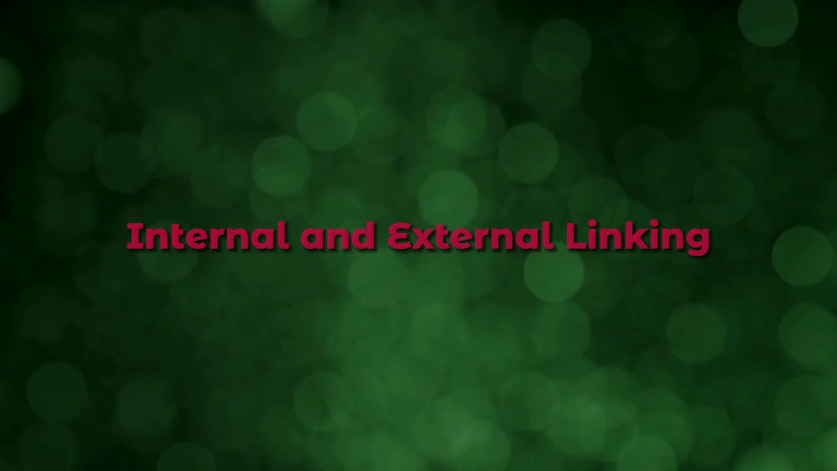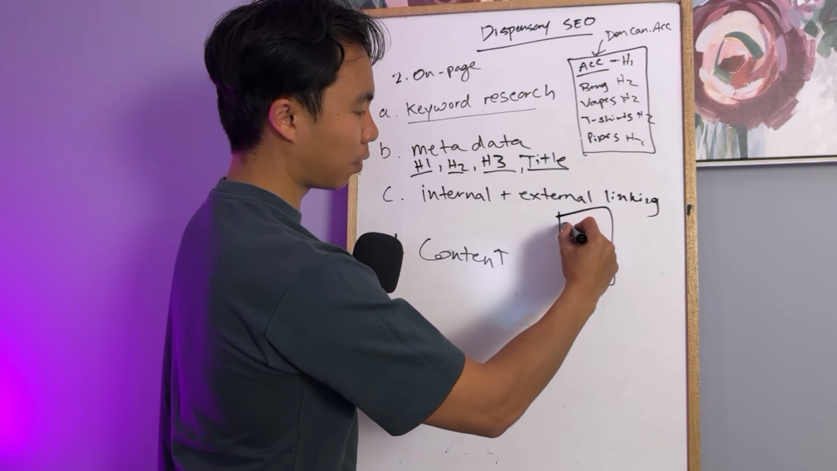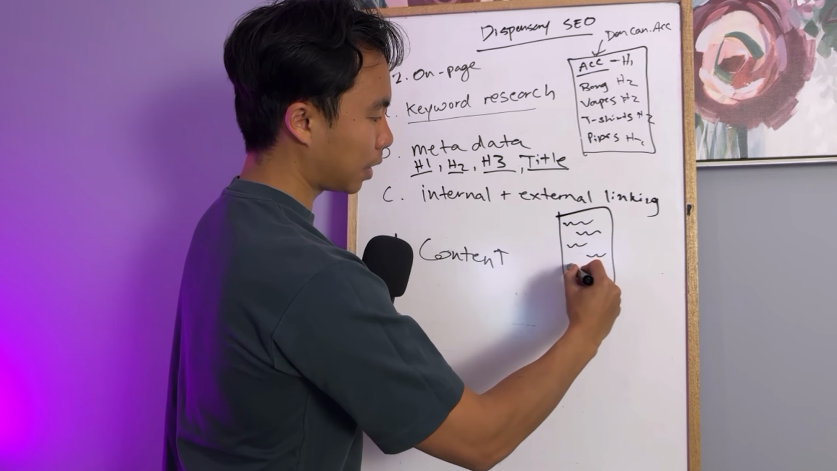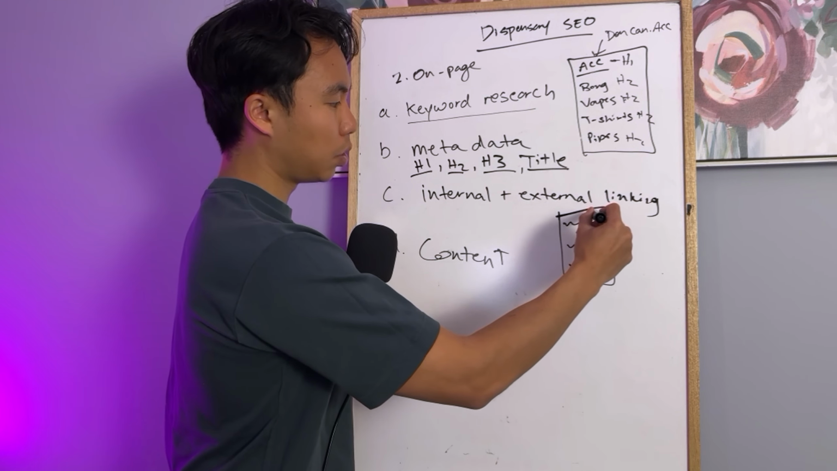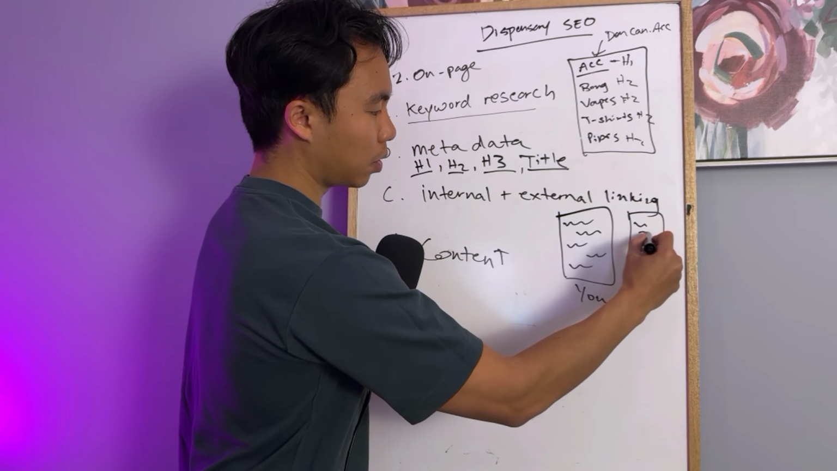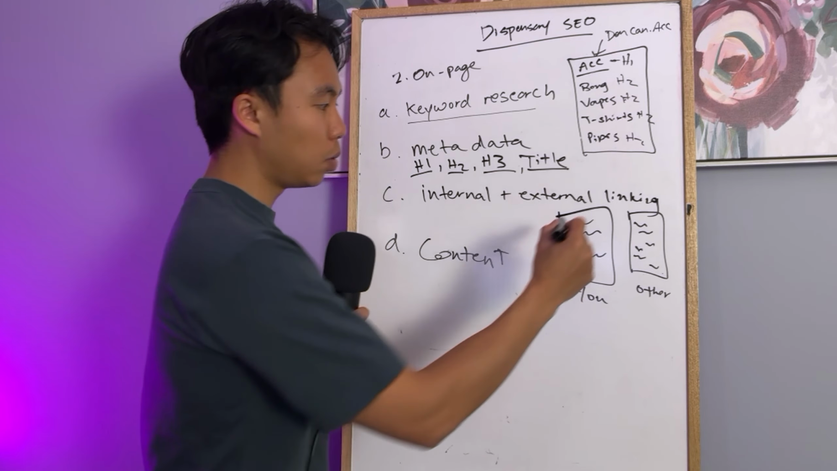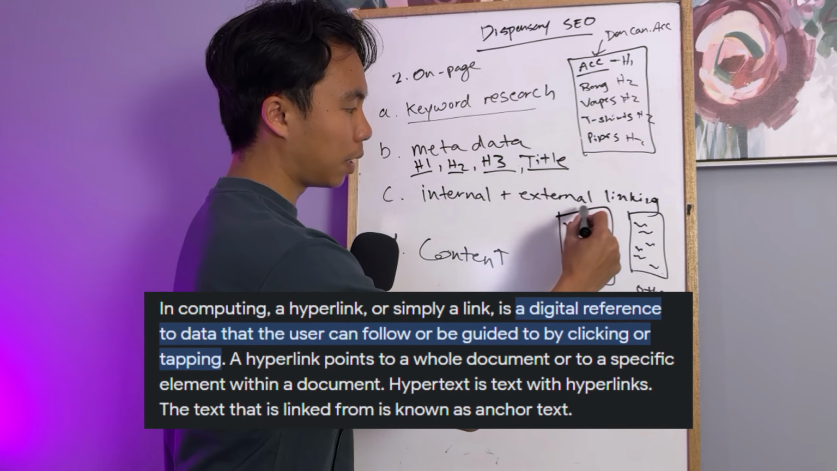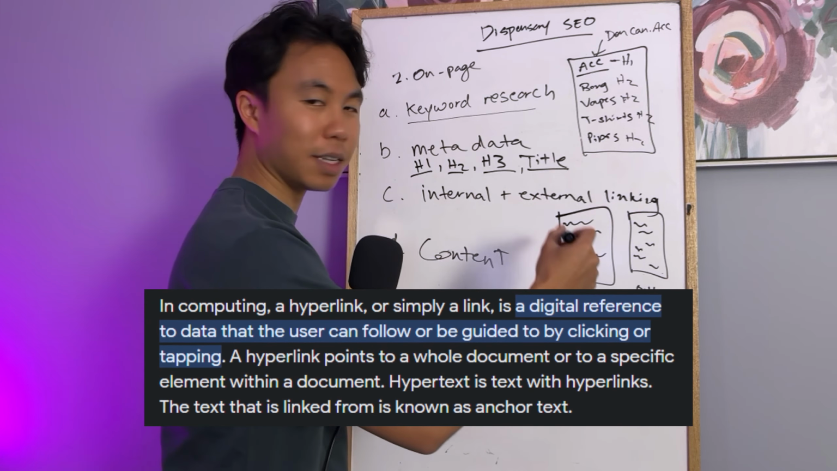The third one is internal and external linking. So if you have your website and you have a bunch of content written on your website, and let's say you have some awards that you have, you can link out. So this is your website, this is you, and then this could be other. And what you can then do is that the content specifically on your website, you can then link out. So you would hyperlink, maybe I won an award from the best whatever it is in Denver, right?